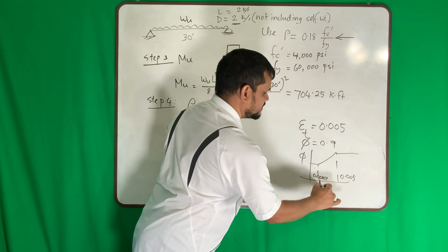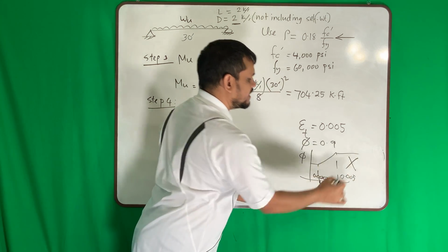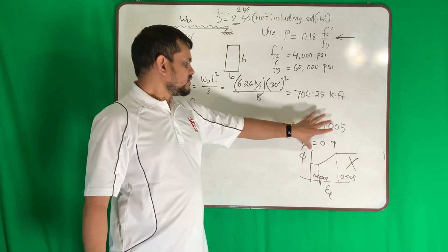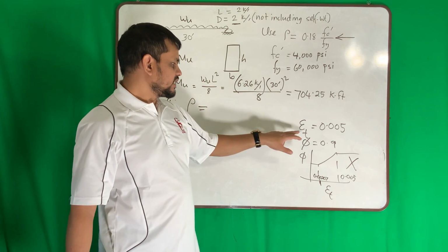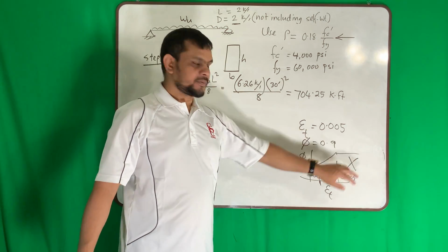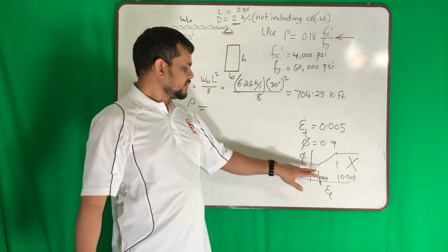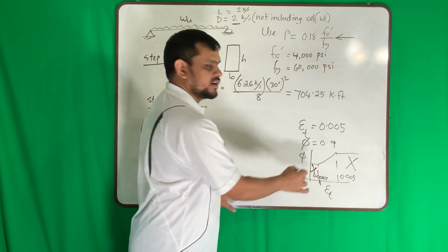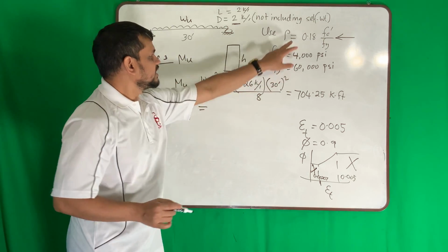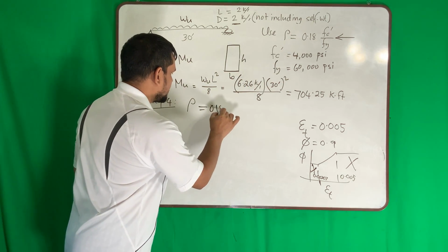0.00207. Yes, this value. We want this area. This is the ductile region, so we should check it. If my section is here, good. If it is here, I need to calculate my phi. If it is here, we should not use the section. So we should check it.